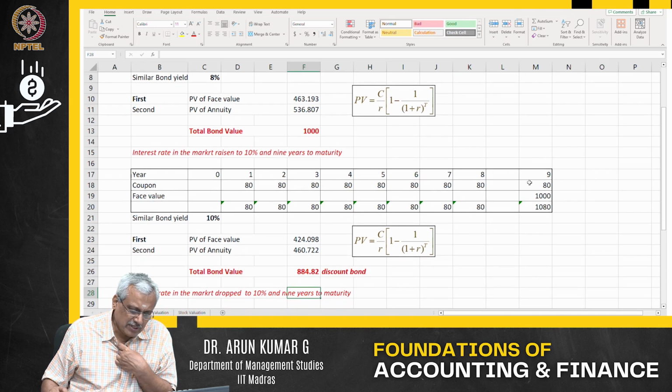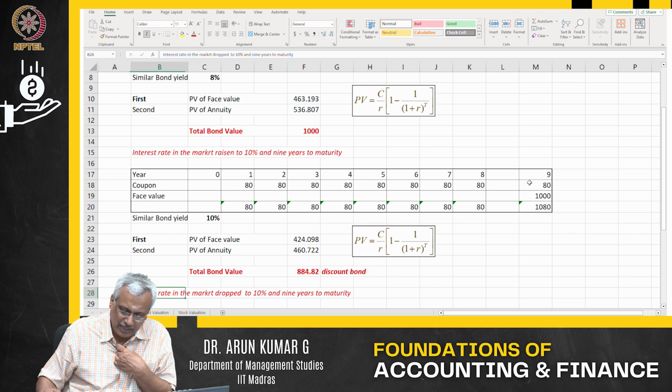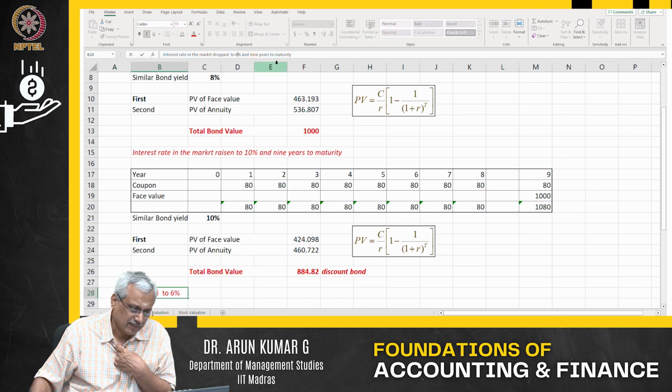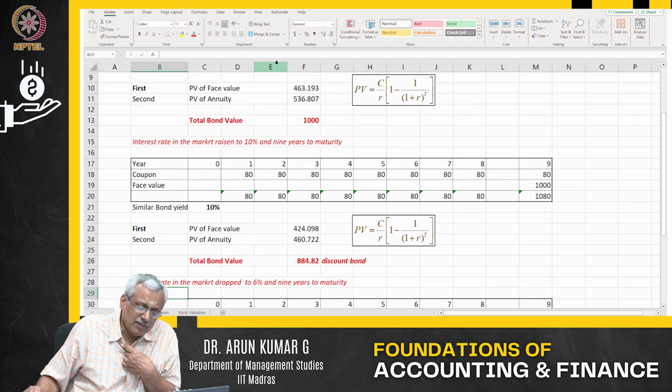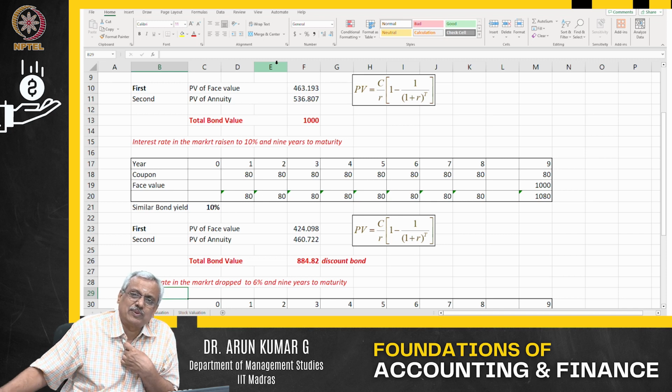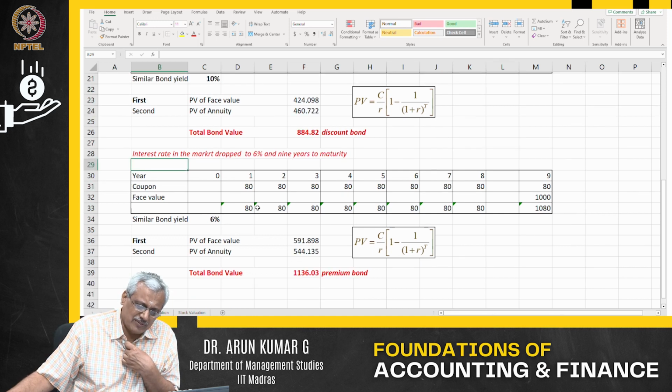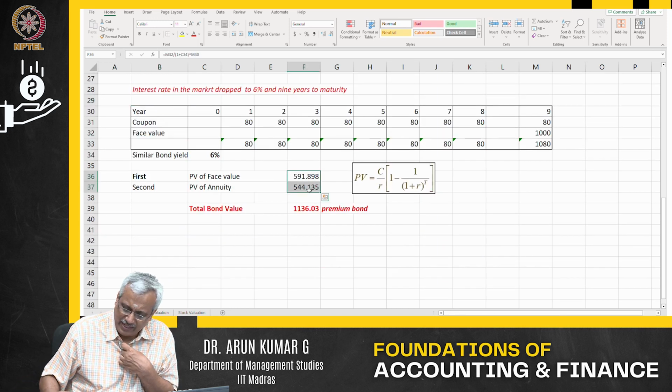Supposing the interest rate drops to 6%. I am sorry about the typo, let me correct it: from 10 it is 6%. The interest rates in the market moved only to 6%. Then what happens? How does it work? Let us try and see if we can calculate it.